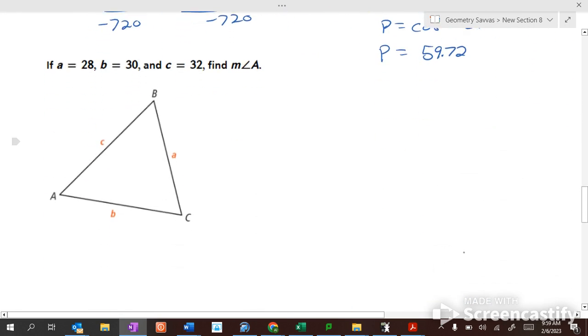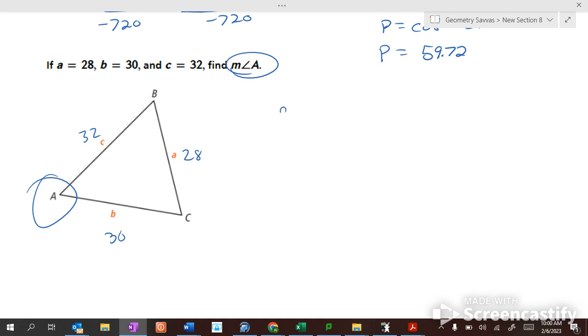Okay, so finding angles is rather difficult. It takes a little more time. So what I would do is plug in all my numbers, 28, 30, and 32, and go, well, if I want angle A, it's the first one. A squared equals B squared plus C squared minus 2BC cosine of A. If you don't know where those equations are, they're on your worksheet that we went over today.